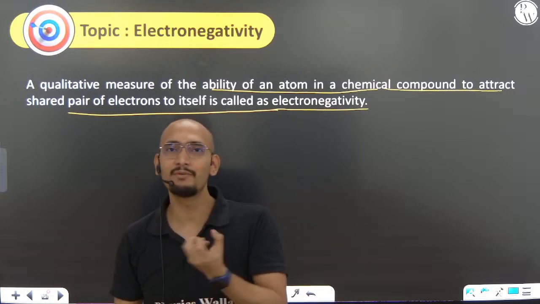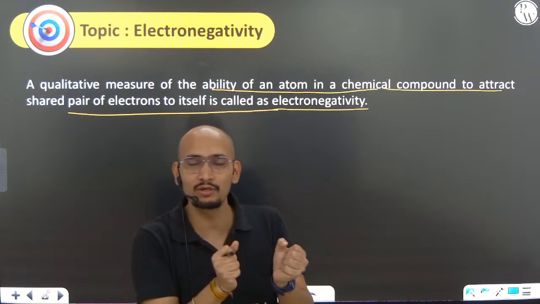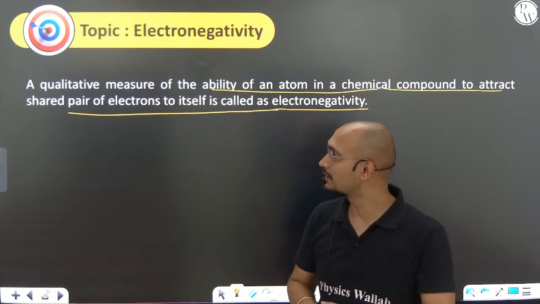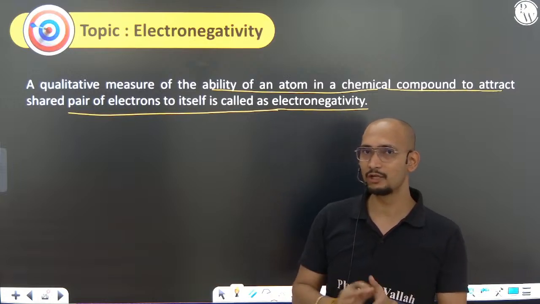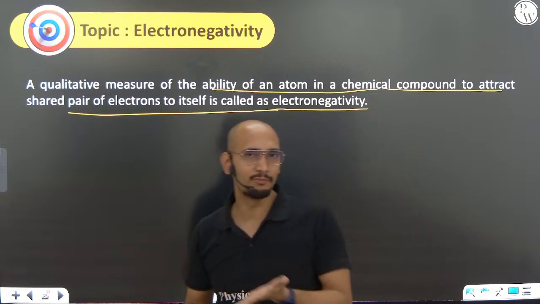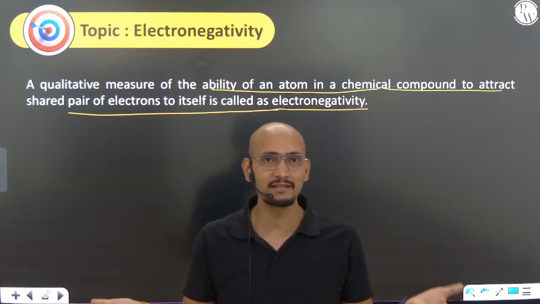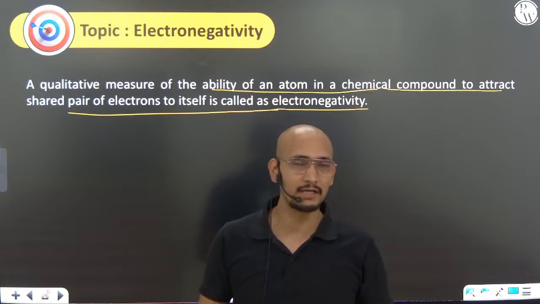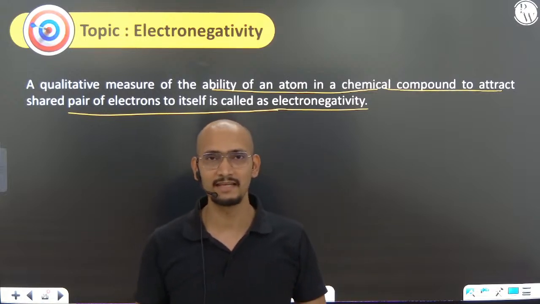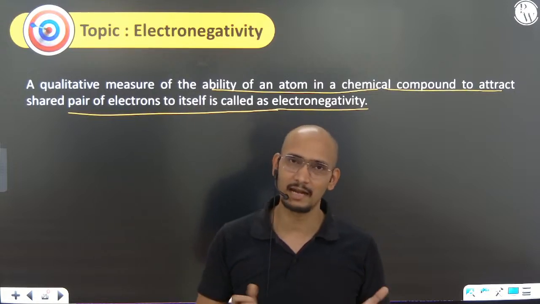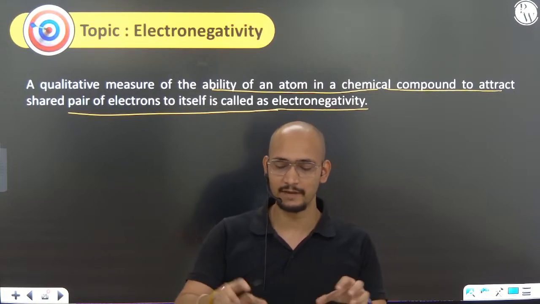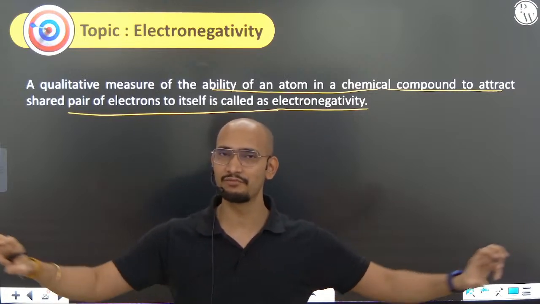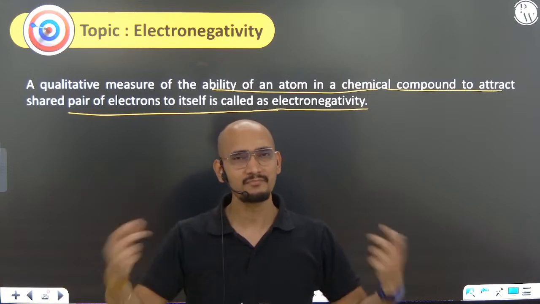Okay, so the tendency to pull the shared pair of electrons is what we call electronegativity. Now, do we have any way to measure it? No, because it is a relative term. There is no way of measuring it directly, so we have got many scales for electronegativity. One of the very important scales is the Pauling scale. It is defined by considering hydrogen's electronegativity as 2.1. On the basis of it, all the other elements are given their electronegativity.